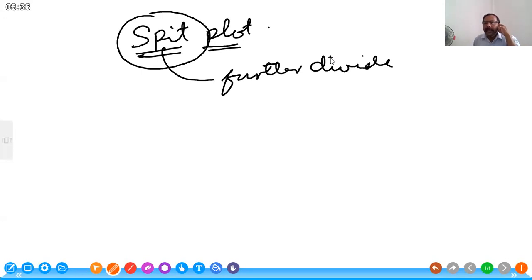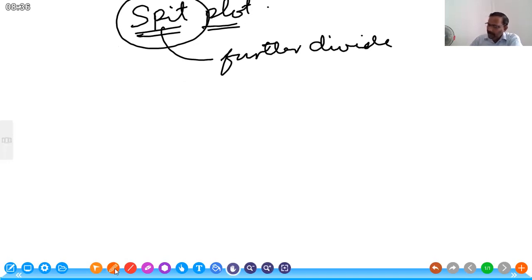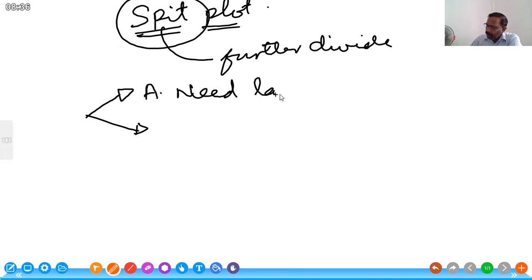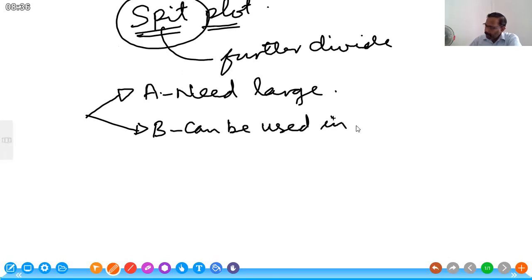So what we are going to do is, normally this split plot design is applied in a situation where, let's say, one factor needs a large plot, and another factor can be used in a small plot.